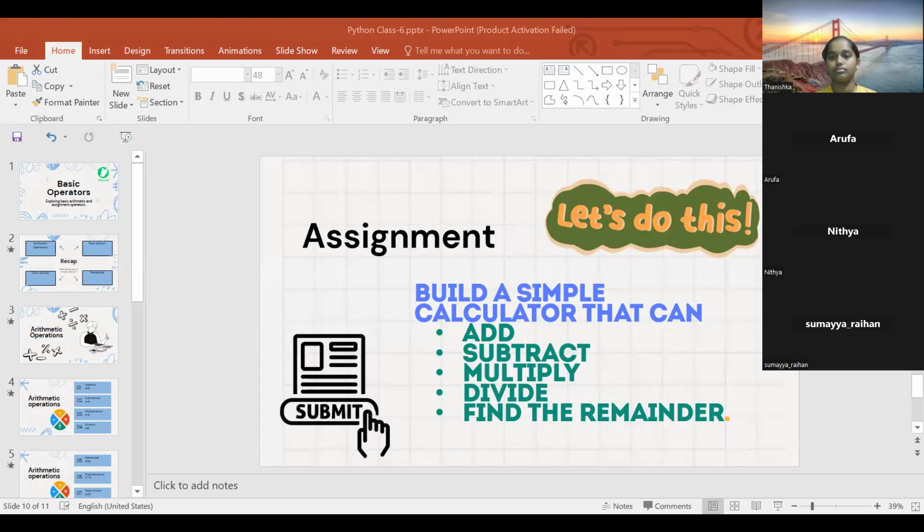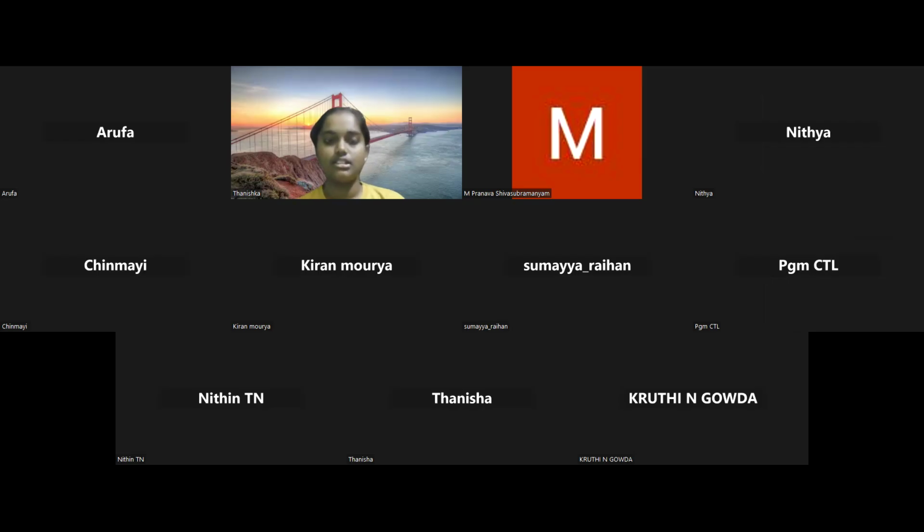This week's assignment is to build a simple calculator that can add, subtract, multiply, divide, and find the remainder, in Google Colab. You have to write a program where you take the input and then add, subtract, multiply, and divide. You do both the division and floor division. And one more thing, that is the remainder.